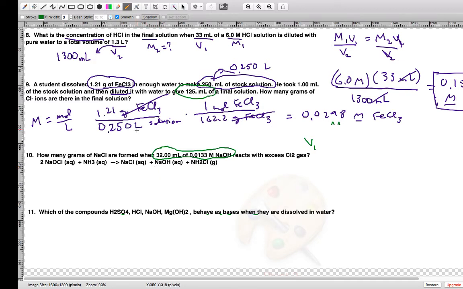Oh, okay. There's a typo in this problem. I'm sorry about that. The typo is this NaOH. This should be NaOCl.